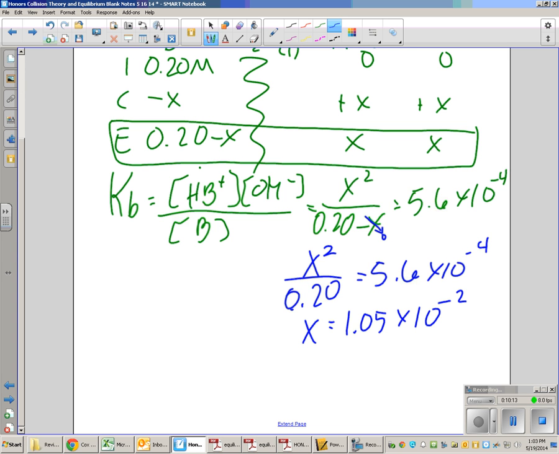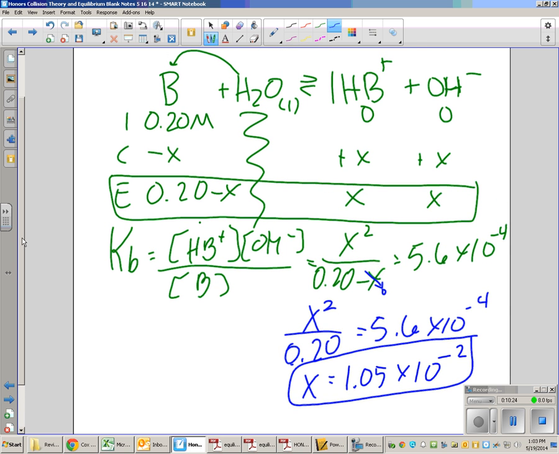So 1.05 times 10 to the negative second for x. Did we get that? For those of you who got it, this right here is equal to what significant ion? OH, because that's what our ICE box says. OH is equal to x. So if I have OH, what can I automatically solve for?